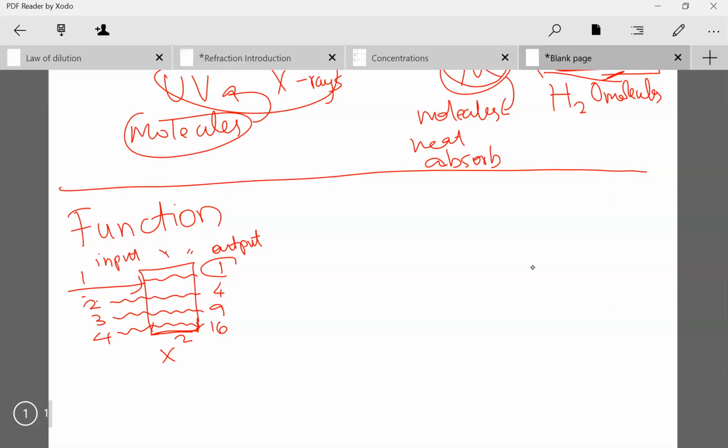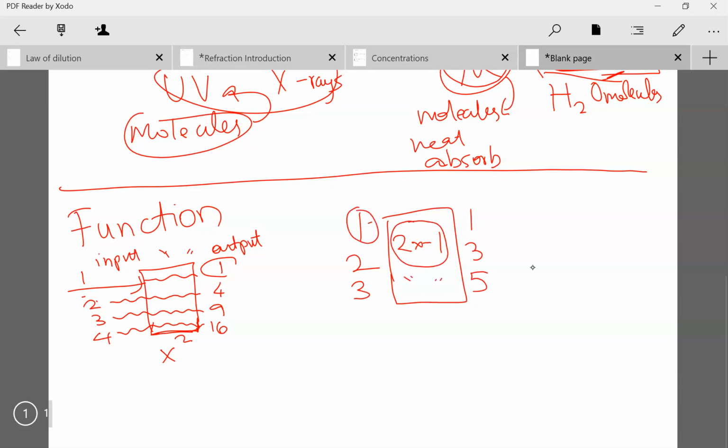In grade 9 you did linear systems. 2x minus 1 is a function, which is another box which is labeled 2x minus 1. So if I put 1 inside, it's going to become 1. If I put 2, that's going to be 3. If I put 3, it's going to be 5, right?